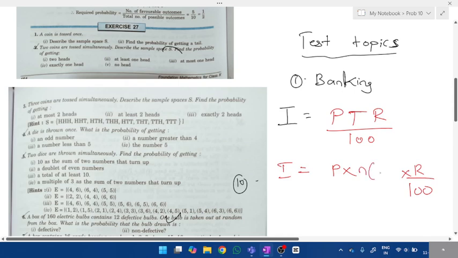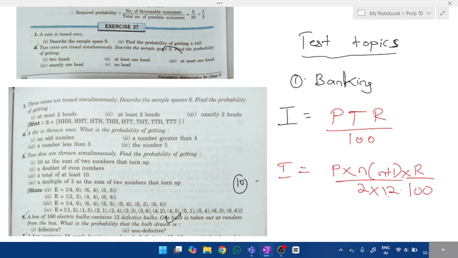What's the formula? N into N plus 1 divided by 2 into 12. Even if you forget, you can remember this logic. PTR by 100, P and R are the same. Only T differs because of monthly calculation: N into N plus 1 divided by 2 into 12. This is the interest formula.